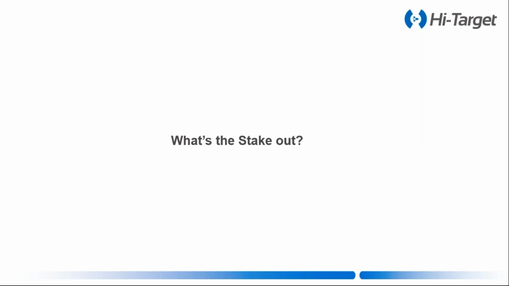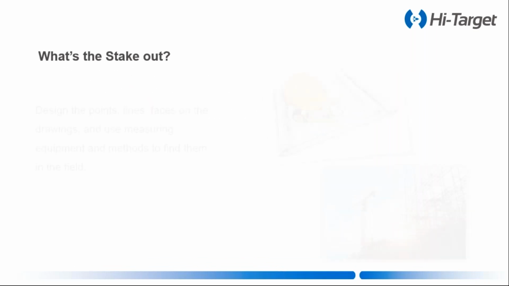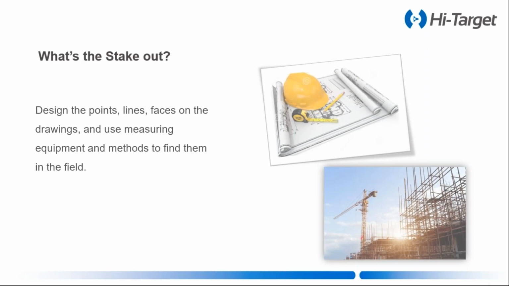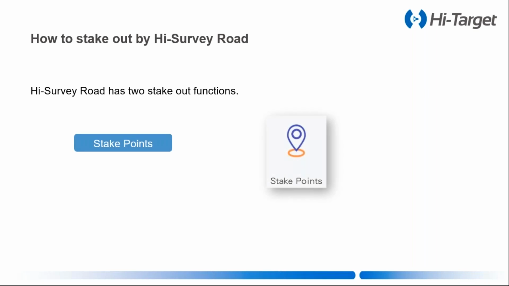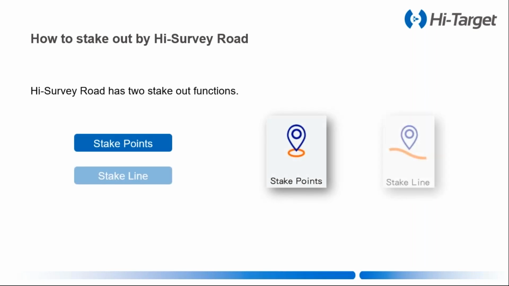Okay, the next, stakeout. I have a question: what's stakeout? Decide the position of features on the drawings and use measuring equipment and methods to find them in the field. HiSurvey Road supports two methods for staking out features: one is stake point and two is stake line.